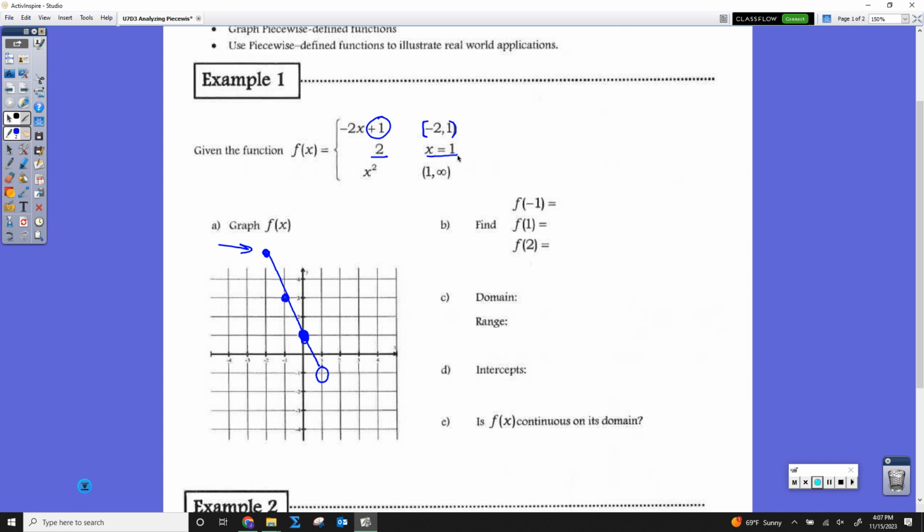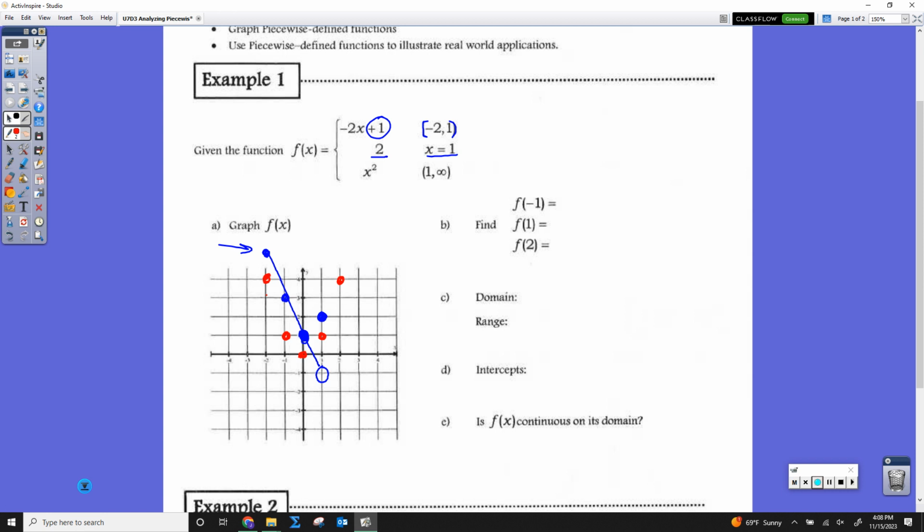Then the second portion of our piecewise function is that y is equal to 2 when x is 1. So x is 1, y is equal to 2. That would literally just be a point. The last portion of our graph is y equals x squared, and we're only going to graph it on the interval 1 to infinity. Typically x squared would be at 0, 0, then 1, 1, then 2, 4, and we could graph our parabola, same thing over here, negative 1, 1, negative 2, 4, but we're only going from 1 to infinity.